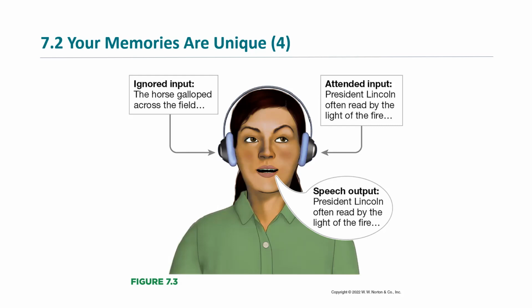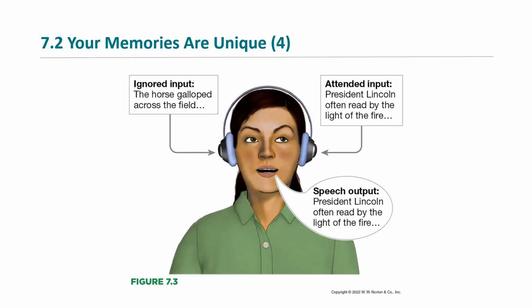Typically what happens is the person has no awareness of the unattended message. The volume of both ears is exactly the same, but they're repeating what they hear in one ear, and even though their second ear is hearing the other message, they can't remember any of it. This person probably won't even remember anything about a horse or galloping or anything else that ends up going through that ear. And it shows the importance of our attention filter, that we can attend to certain information and block out other information.